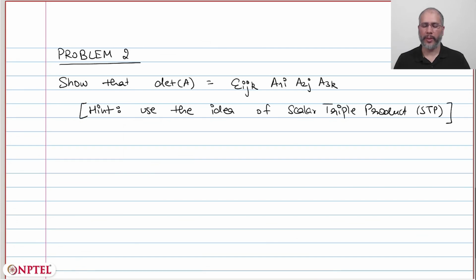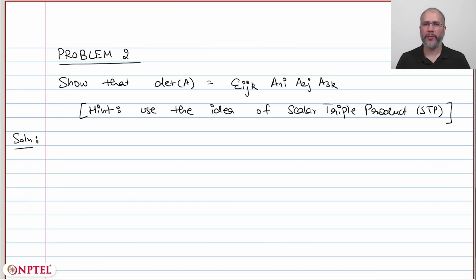So the problem 2 is that we have to show that determinant of A is epsilon ijk, a1i, a2j, a3k. And this is something we have been using, and I mentioned earlier as well that we will show it as a problem in the tutorial. So here it is, and a hint is provided to us that we can use the idea of scalar triple product to show this. So let's solve this.